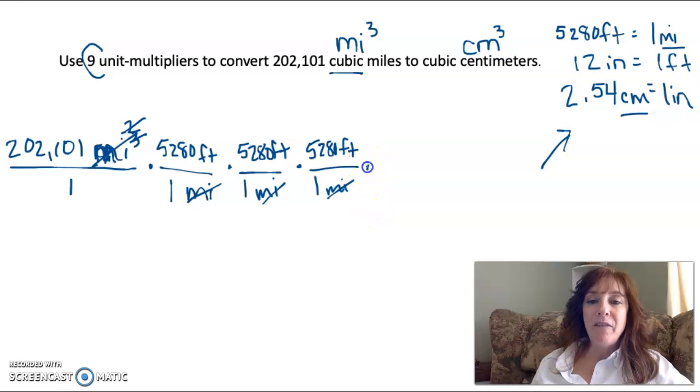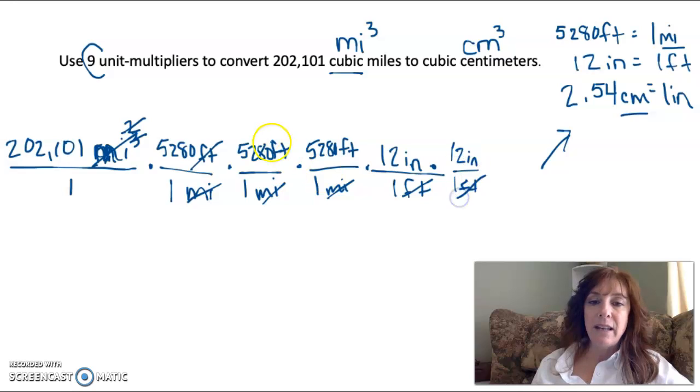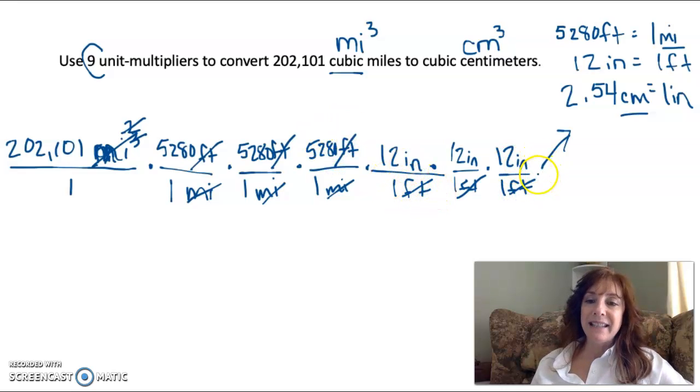I'm going to get rid of my feet by putting them in the bottom, and inches. I know that they are equal to 12 inches. That gets rid of 1 of those feet. I have to do it again. And that gets rid of another foot. And one more time. Gets rid of my last foot. And now I have cubic inches.